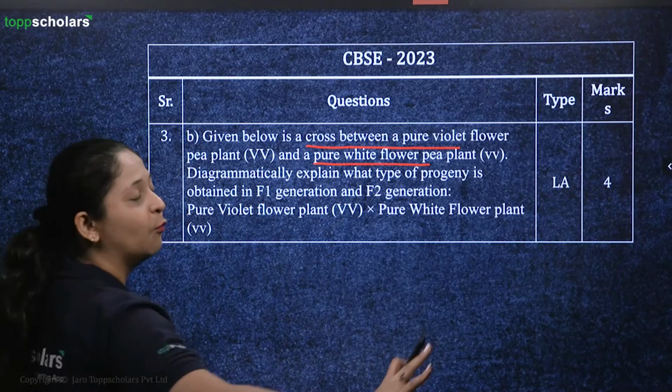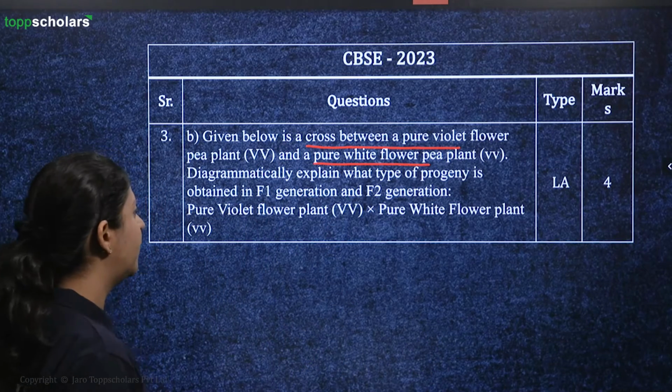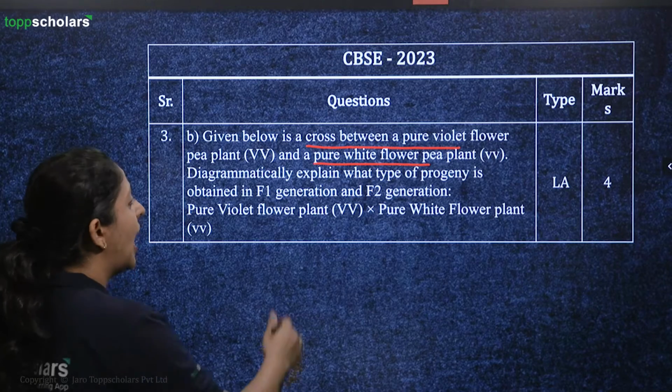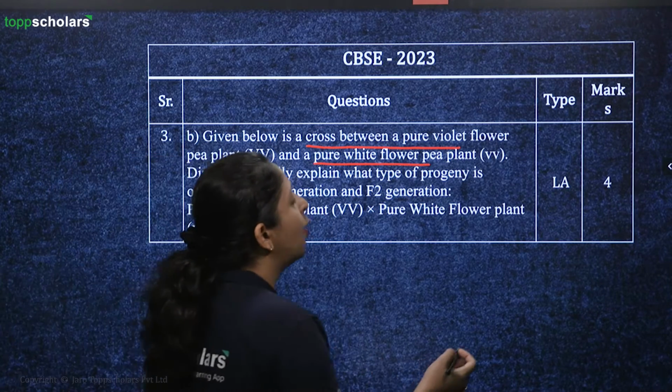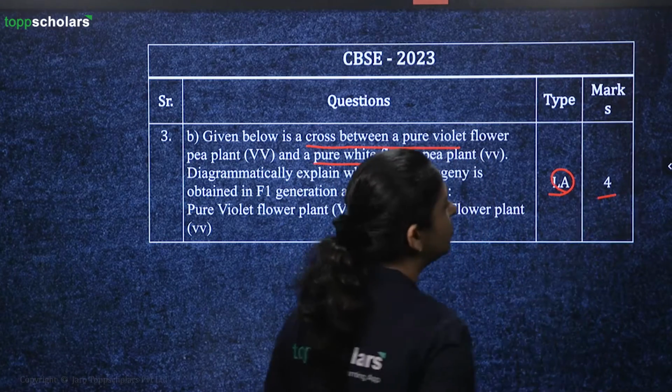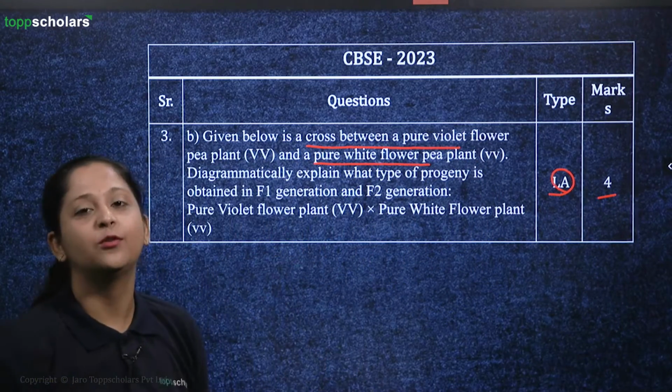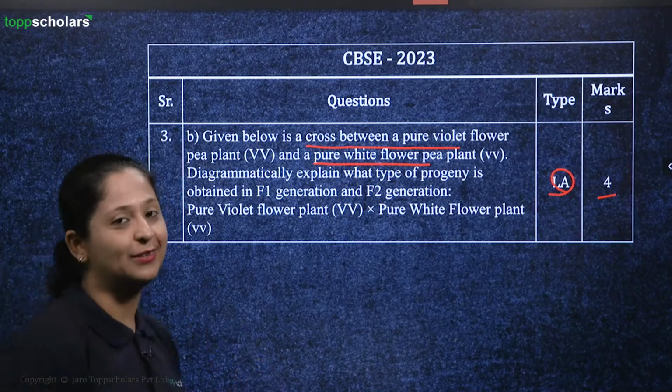Diagrammatically explain what type of progeny is obtained in the F1 and F2 generation, and you have to just state what will be the result of it. So again, it's a long answer question giving you 4 marks, students, but you just need to do the cross here and you will be good to go.